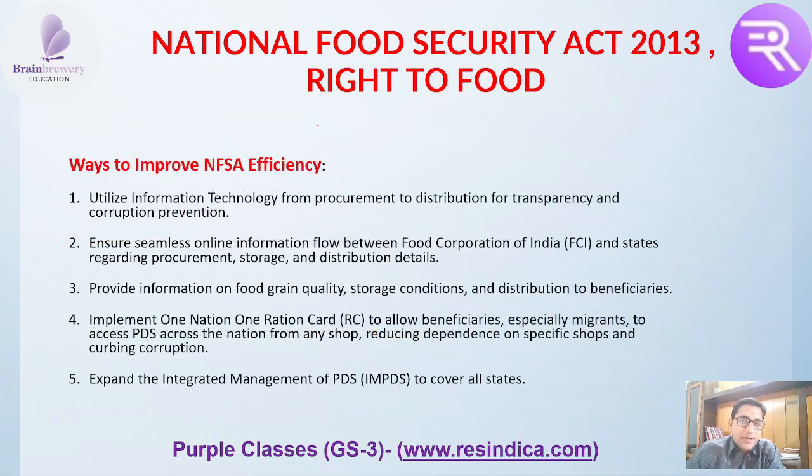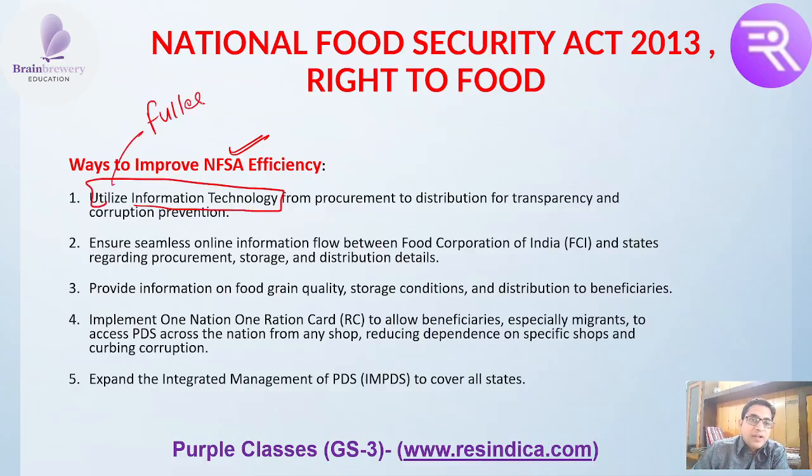So what can we do in order to improve the National Food Security Act? We have to utilize information technology to the fullest, and we have to digitalize the whole process. It will help in enhancing transparency, and it will also prevent corruption to a larger extent.